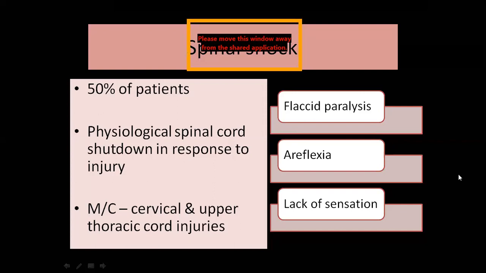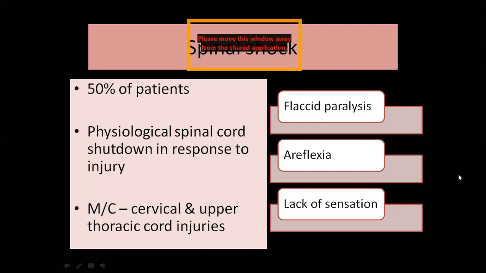So to find whether this patient has a complete or incomplete neurological injury, we should know whether the patient has come out of spinal shock or not. So how do we find out whether the patient has come out of spinal shock? We should assess the bulbocavernosus reflex. What is the bulbocavernosus reflex? Do a PR examination.